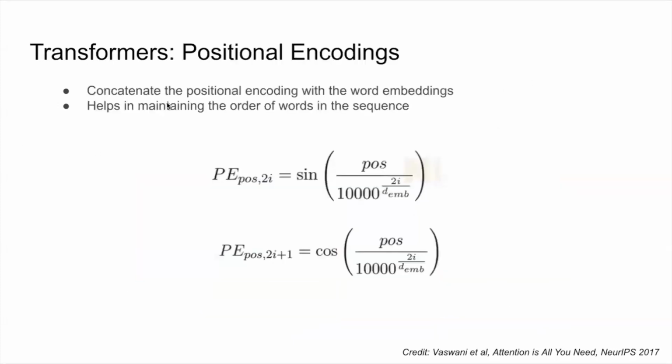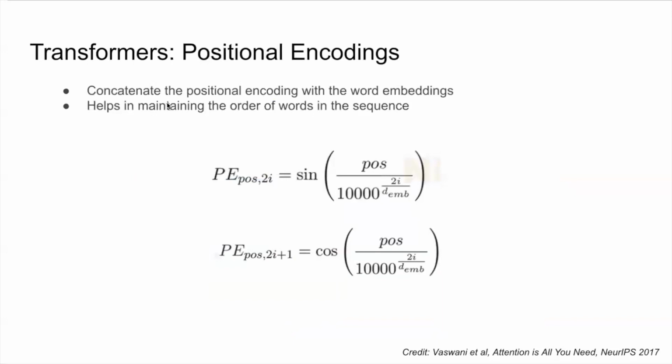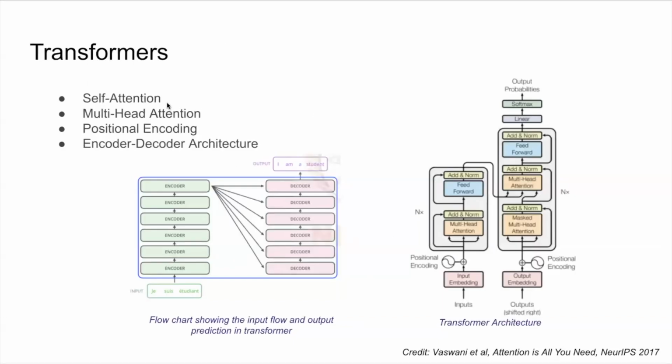So transformer starts with this. First, there is self-attention, and after self-attention there is multi-head attention, positional encoding, and the encoder-decoder architecture. There's a flow chart of the input and output prediction in the transformer, and the entire transformer architecture is written on the right side. But it will be better if I take each part of the transformer and describe it step by step, so that you have a very clear understanding of the transformer.